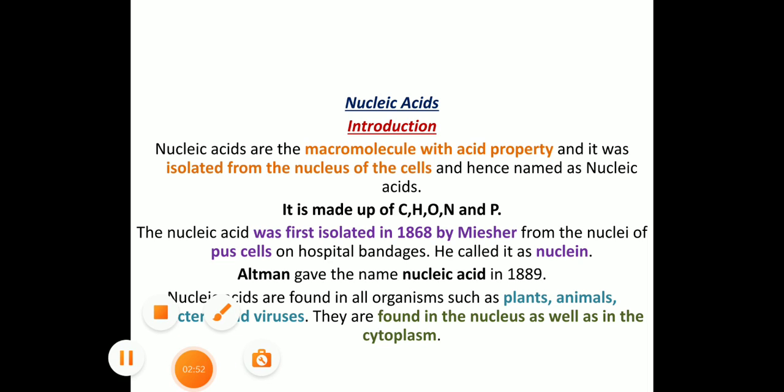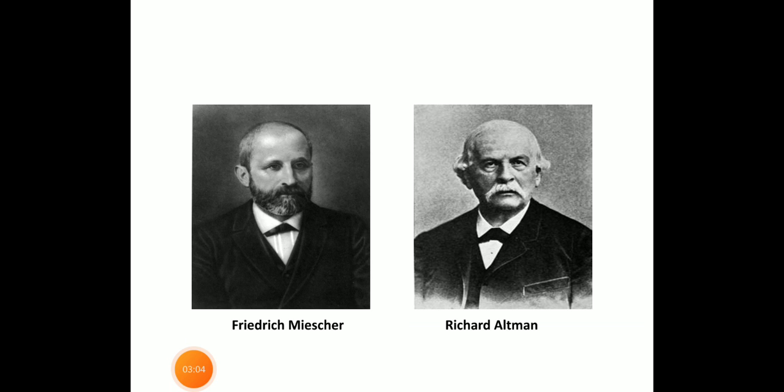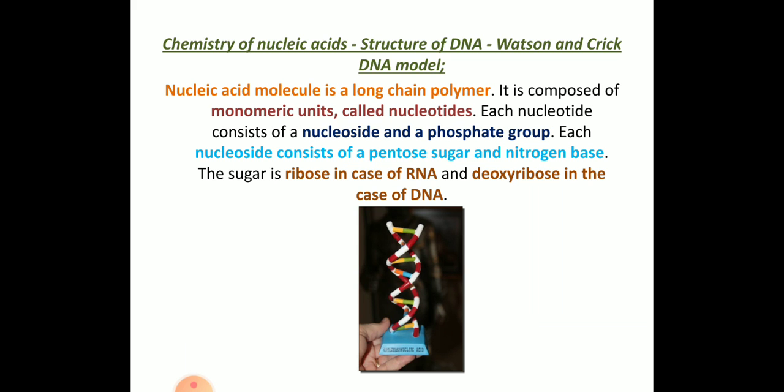Nucleic acids are found in all organisms like plants, animals and microorganisms, and they are found in the nucleus as well as in the cytoplasm. These are the two important pioneers who found and named them, Friedrich Miescher and Richard Altman. Next we'll see the chemistry of nucleic acids, mainly DNA.